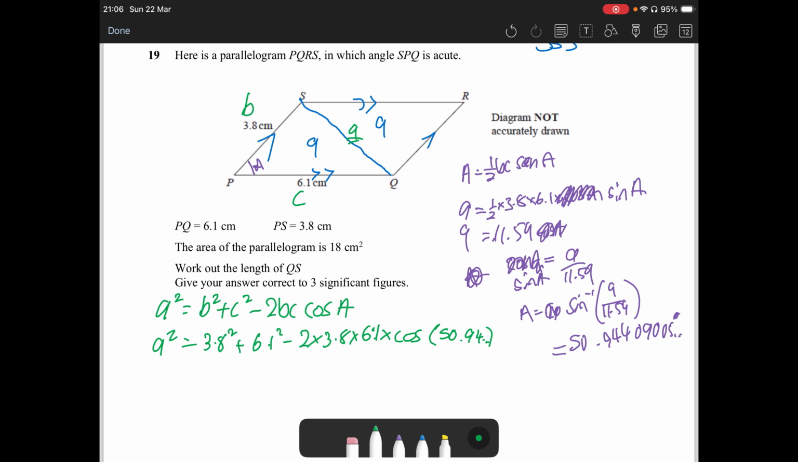I'm going to use the value in my calculator, so it'll be way more accurate. Okay, let's do this. So 3.8 squared plus 6.1 squared minus 2 times 3.8 times 6.1 times cos of my previous answer, 50.944, gives me, and be careful here because this is a squared, 22.4395... You want to square root that?